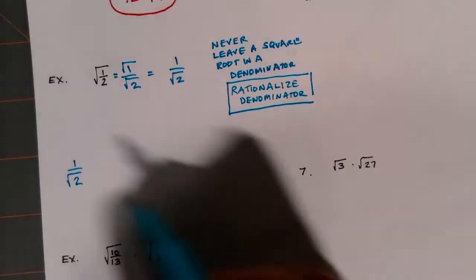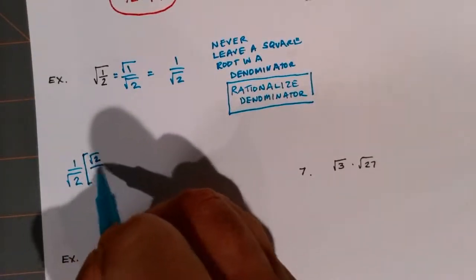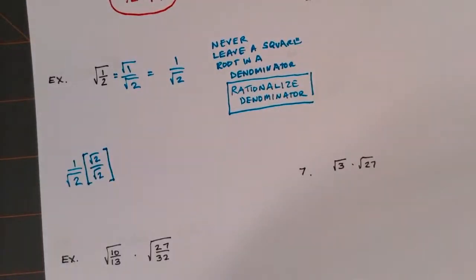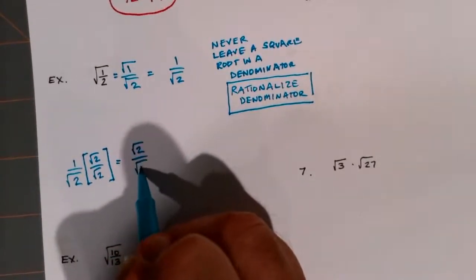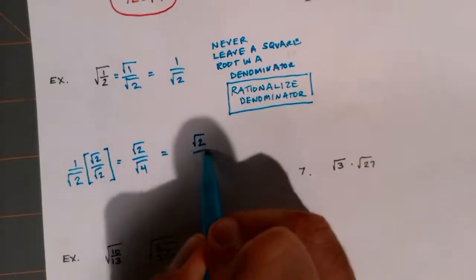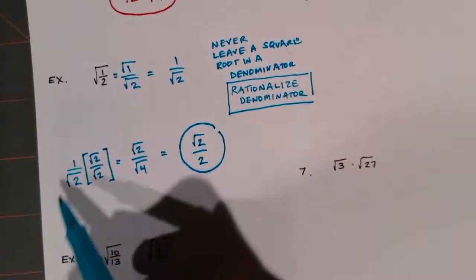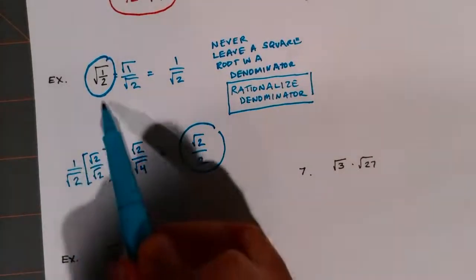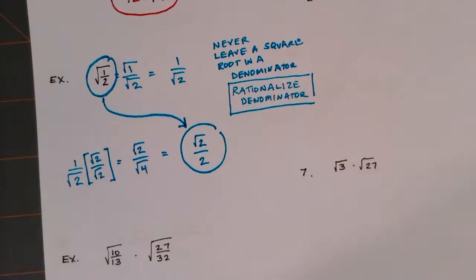So how can I fix this? Well, I can fix this by multiplying by root 2 over root 2, okay? Which is going to give me root 2 over root 4, which is root 2 over 2. So it's just kind of an odd thing, right? But this, the square root of 1/2, is equal to root 2 over 2.